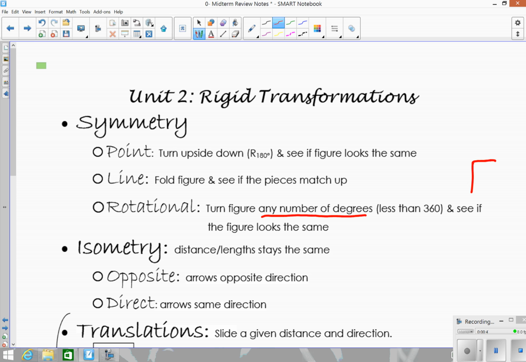So for example, if I had a square, this would have rotational symmetry of 90 degrees, because basically if I turned this square 90 degrees, it would end up looking the same because all sides are equal. If you turned it 90 degrees counterclockwise, it would look the same, so you would say it has rotational symmetry of 90 degrees. You could also say it has point symmetry because you could turn it upside down and it would match up. You could also say it has line symmetry because I could draw in a diagonal line here, fold along that line and it would match up. So those are the different types of symmetry.